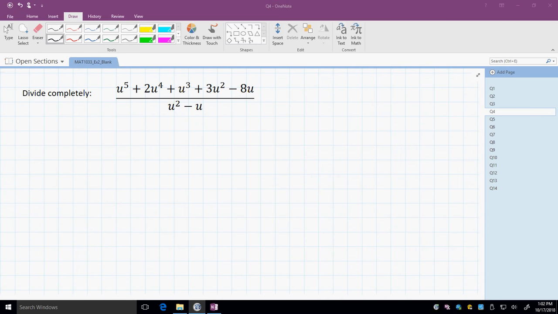Problem number 4, long division. Always look for a common factor. We have u in every single term in our numerator, and we have u in the denominator as well. So we can pull out a u as a common factor. So we're going to end up with u minus 1.